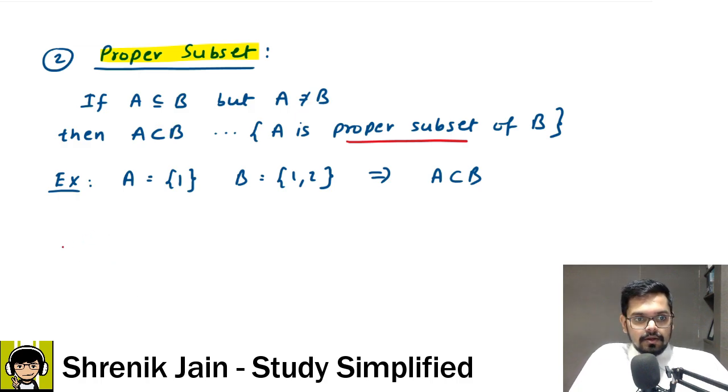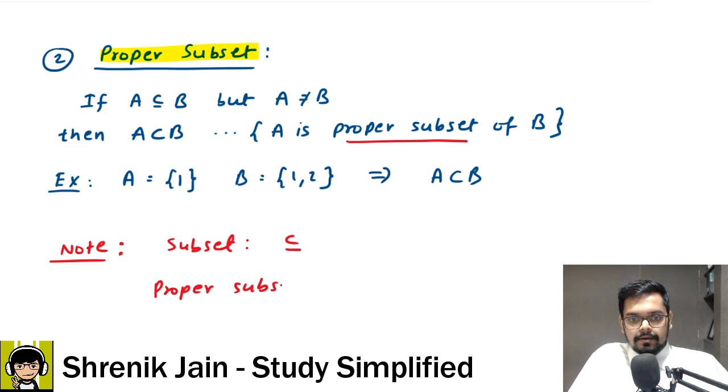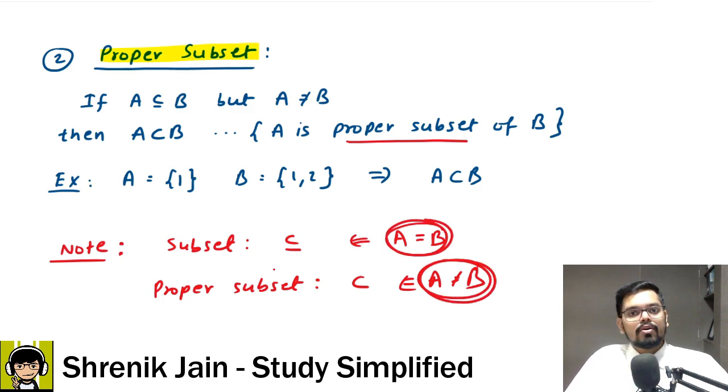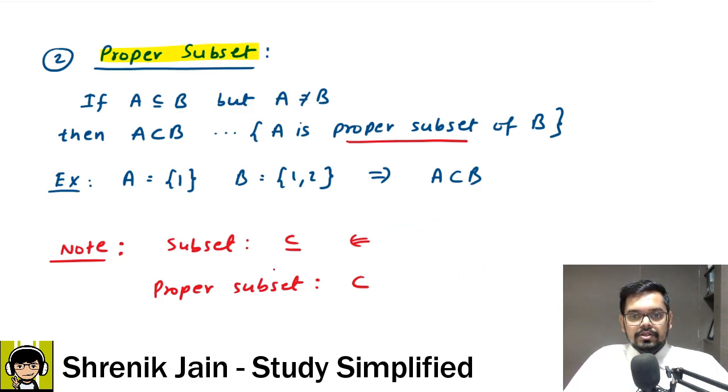What was the symbol of subset? Let me write it here. That is a note for you. The symbol of subset was like this, correct? Whereas the symbol of proper subset is like this. What is the difference? Here, A can be equal to B, not necessarily, but can be, but here A should not be equal to B. Here it may or may not be, but here definitely they are not equal. Understood? That is what I have written here: if A is a subset of B and A is not equal to B, then A is a proper subset of B.